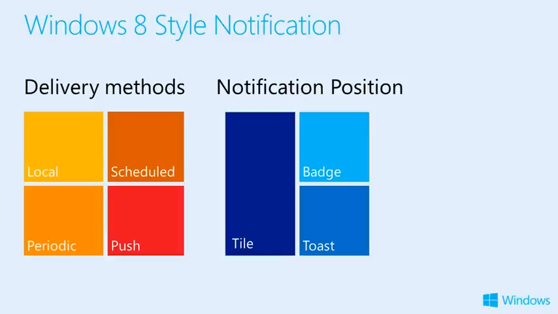The local notification can be used with tile, badge, and toast while the application is running. The scheduled notification can be used with the tile and toast to update the information at a specific time. The periodic notification can be used to update tiles and badges regularly at fixed time intervals. The push notification can be used with tile, badge, and toast to get notifications from a cloud server, even if the application isn't running.